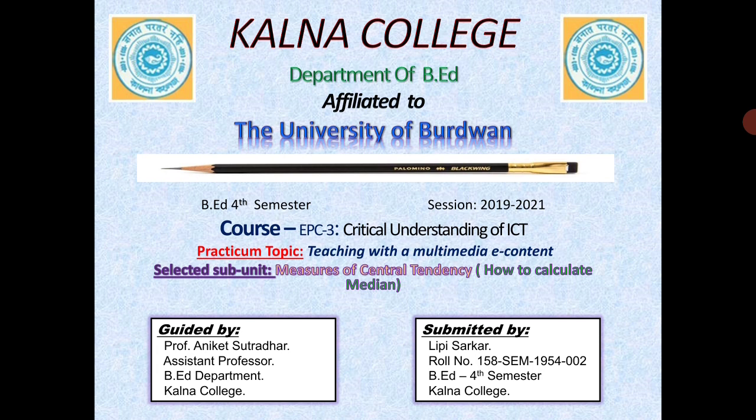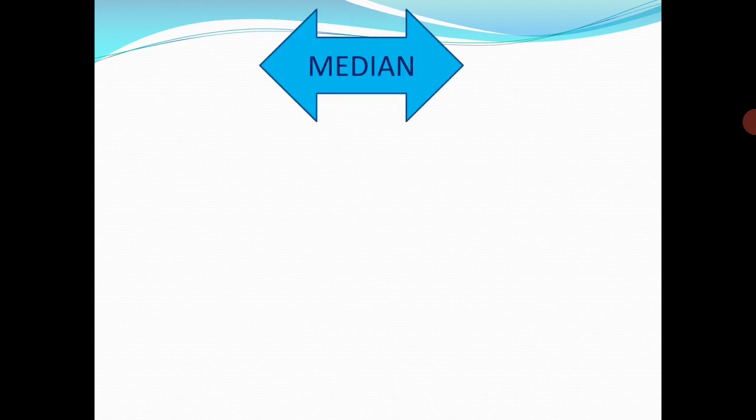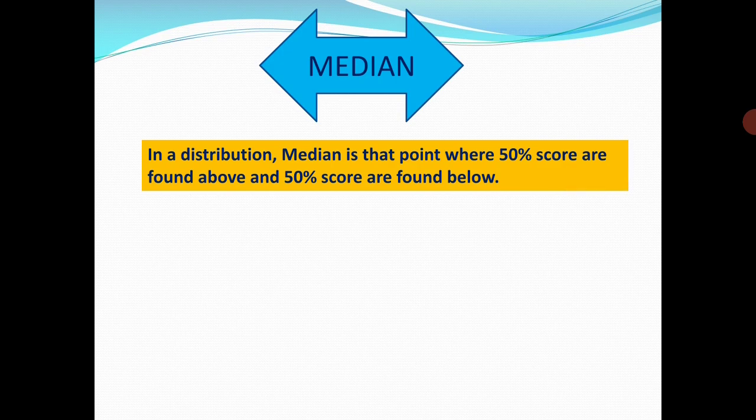So, today we will learn how to calculate the median. Let's start our discussion. First, we need to know what median means. In a distribution, median is that point where 50% of scores are found above and 50% of scores are found below.